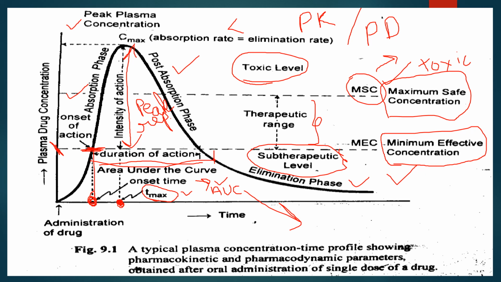And therapeutic index is the ratio of the MSC to MEC. Therapeutic index is the ratio of the maximum safe concentration and the minimum effective concentration. It is also defined as the ratio of the dose required to produce a toxic or lethal effect to the dose required to produce a therapeutic effect. So these are about the typical plasma concentration time curve profile, all the pharmacokinetic and pharmacodynamic parameters, by graphical representation.